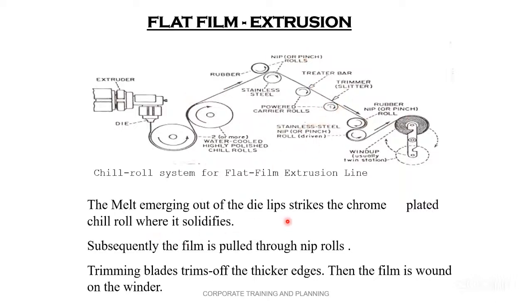The melt emerging out of the die strikes the chrome plated chilled roll. This is a chrome plated chilled roll, very highly polished, I told you. The melt gets dropped here. See here the die, and subsequently the film is pulled through the nip rolls. Here the film gets pulled, and the trimming blade will trim the excess at the edge of the film, and then the film is wound on the winder. See here again the winder.